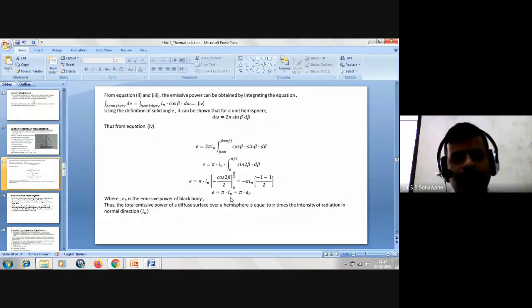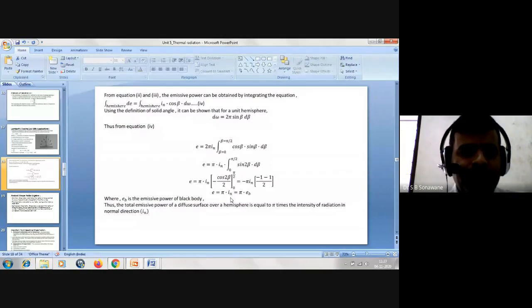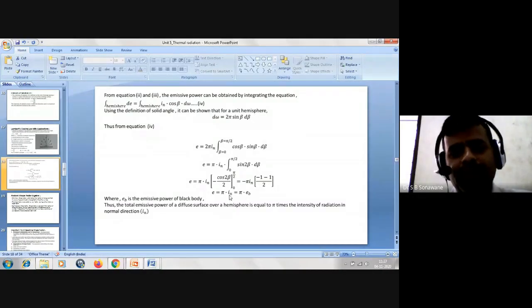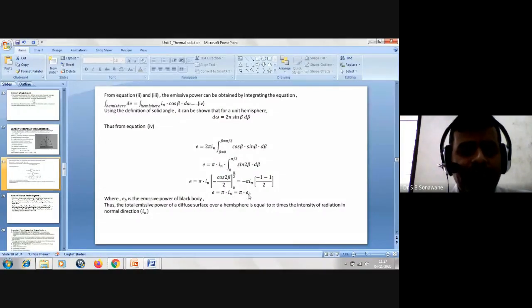As you know, the intensity of radiation in the normal direction is maximum, correct? And as we know, the emissive power of a black body is also maximum. So that's why I have replaced In with EB, because the emissive power of a black body is maximum, and the intensity of radiation in the normal direction is also maximum.